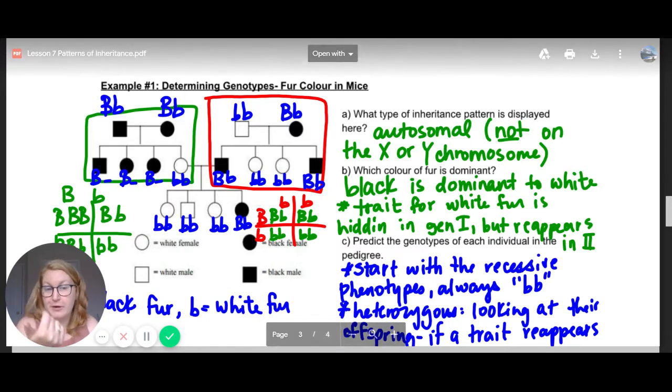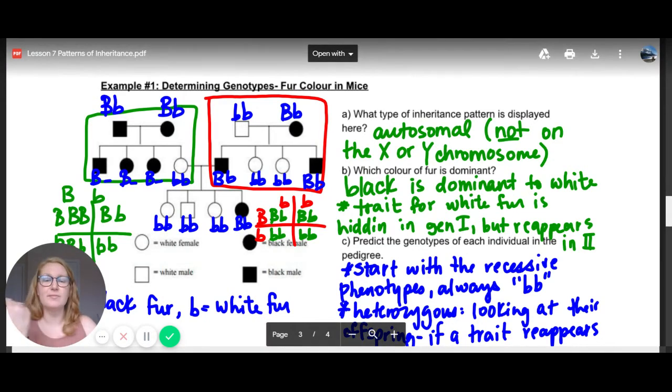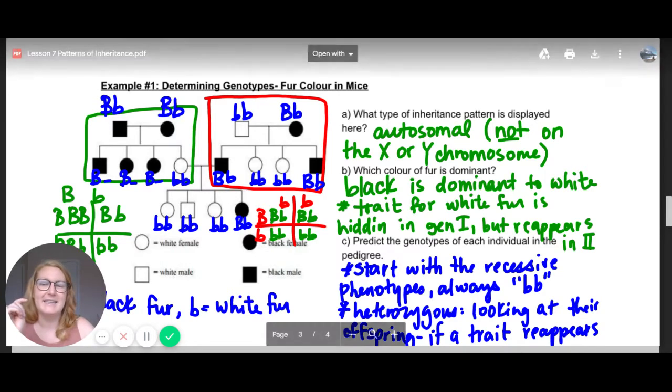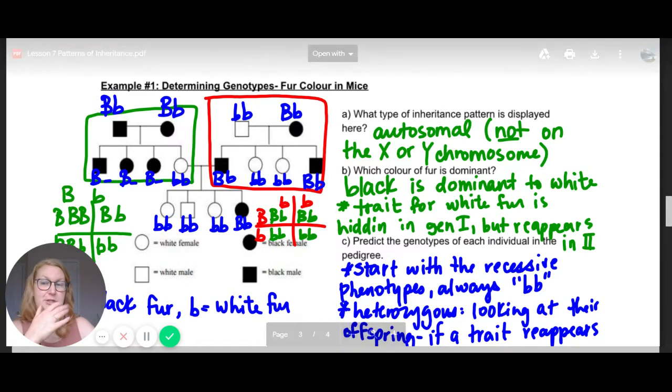So I mentioned which fur color is dominant. And I've said here black is dominant to white. And this is because if we actually follow what's happening here, very similar to what Mendel did, we can see that some traits hidden in the first generation reappear in generation 2.